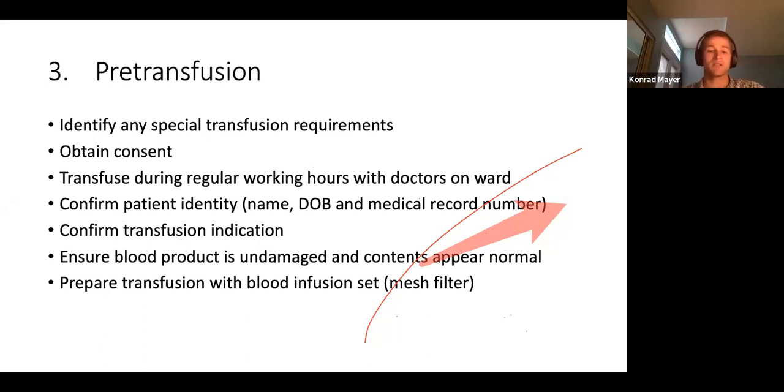When you have ordered blood products, it is important to ensure that the blood product is undamaged and that the contents appear normal. And it is important to prepare the transfusion with a special blood infusion set. And these have a mesh filter and are, in the hospitals I've worked in, also a different color. They're usually white, while normal infusions are orange. And special care has to be taken in preparing these infusions so as not to harm the red blood cells because they are sensitive.